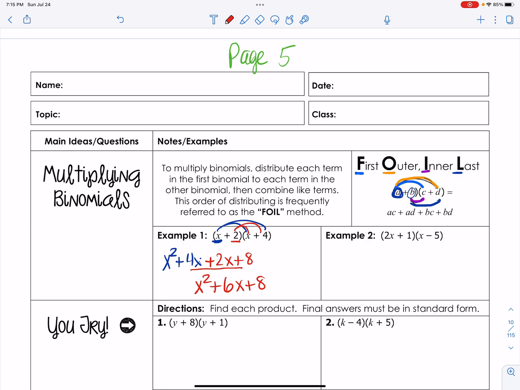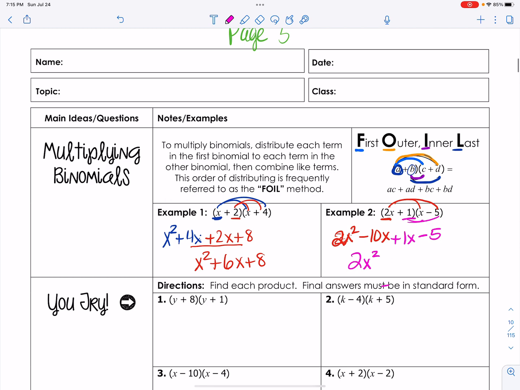Okay, so I'm going to do the same thing on the next one. I'm going to take the first one and distribute it to both of them. So that is 2X squared minus 10X. And then you're going to take the 1 and distribute it to both of them, so plus 1x minus 5. The terms in the middle are like terms, so I can put them together. So minus 9x minus 5.